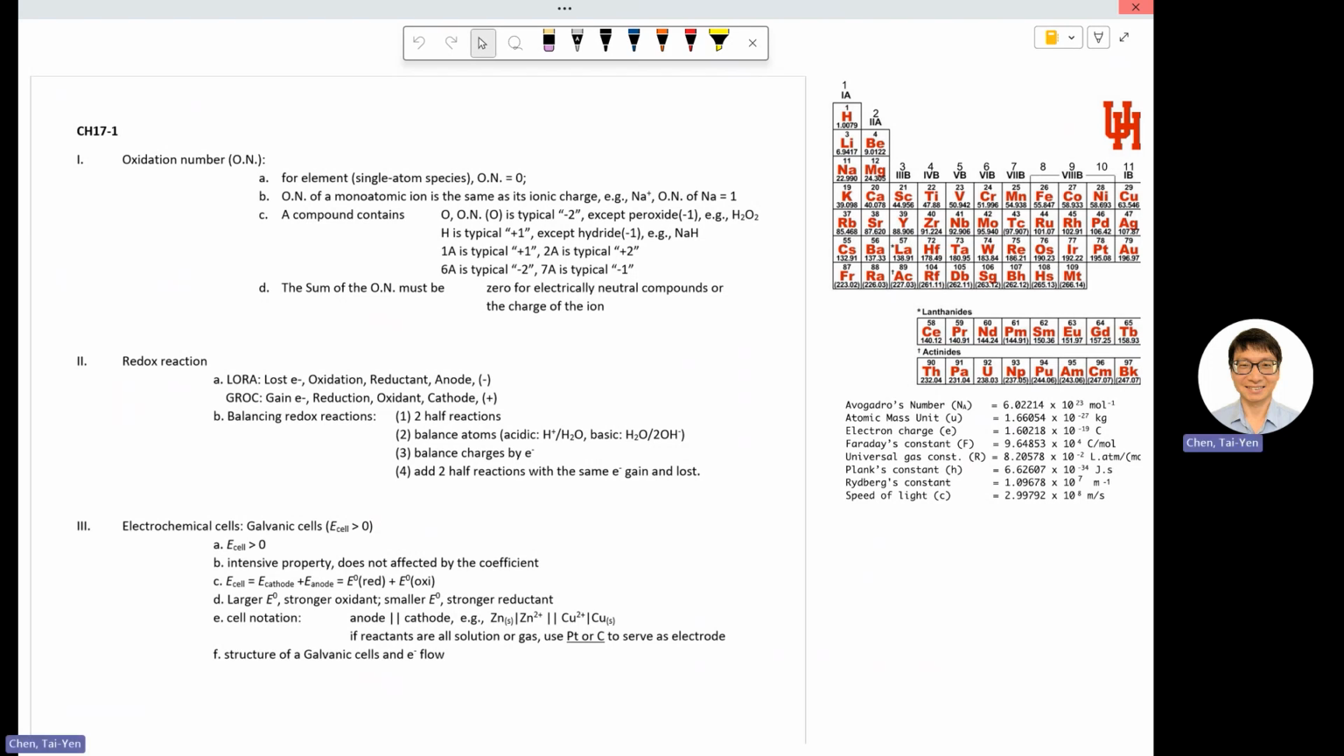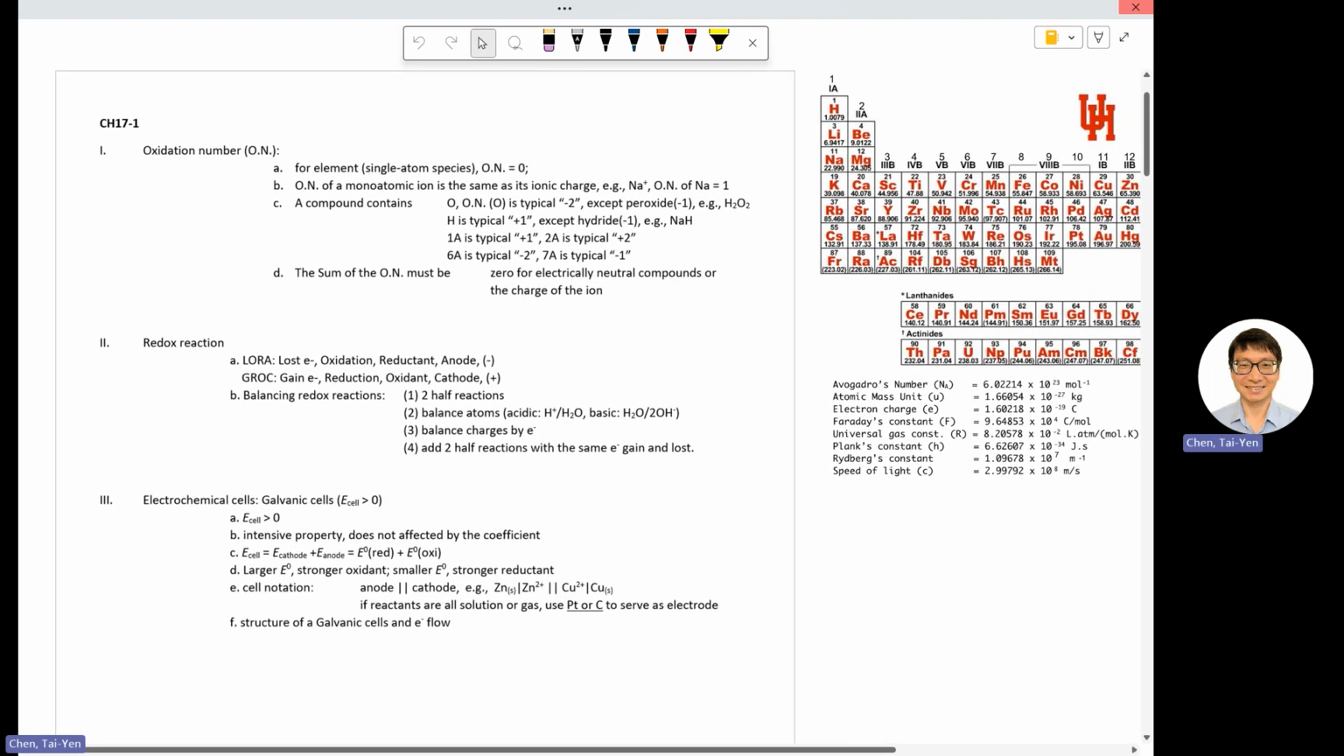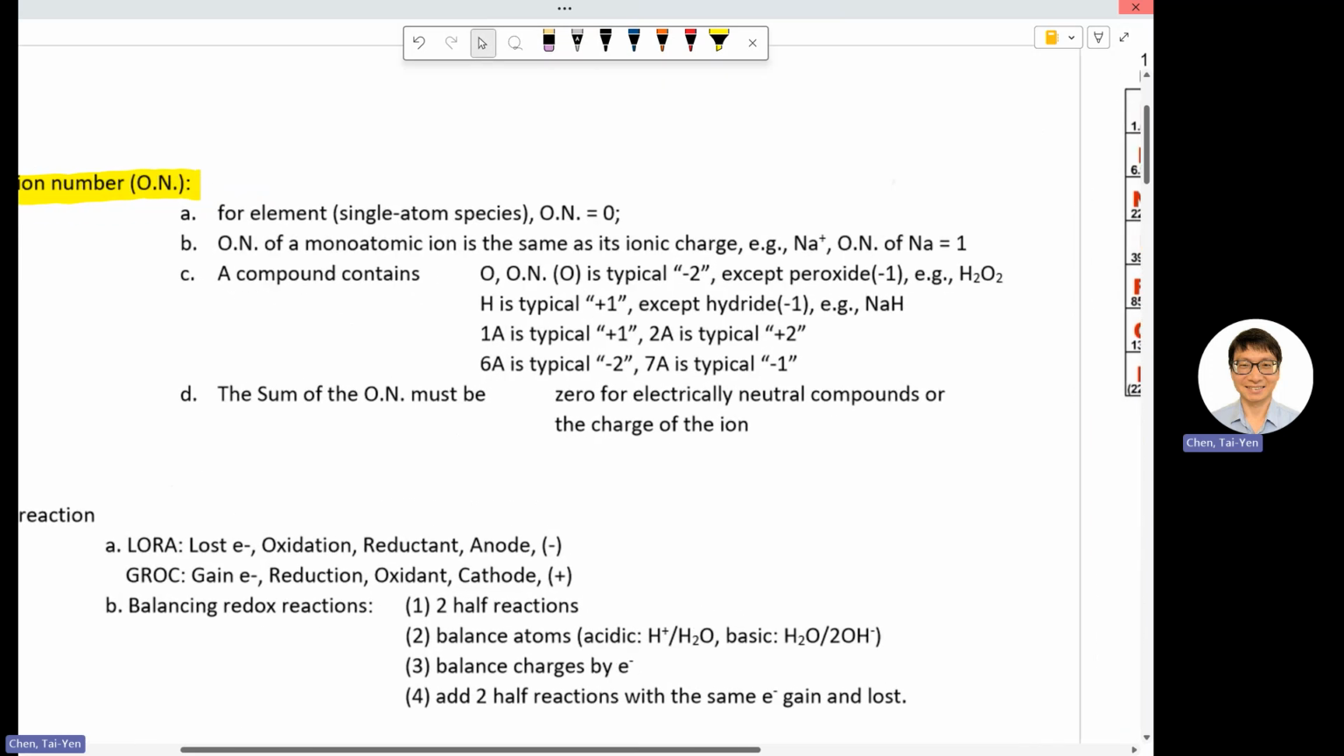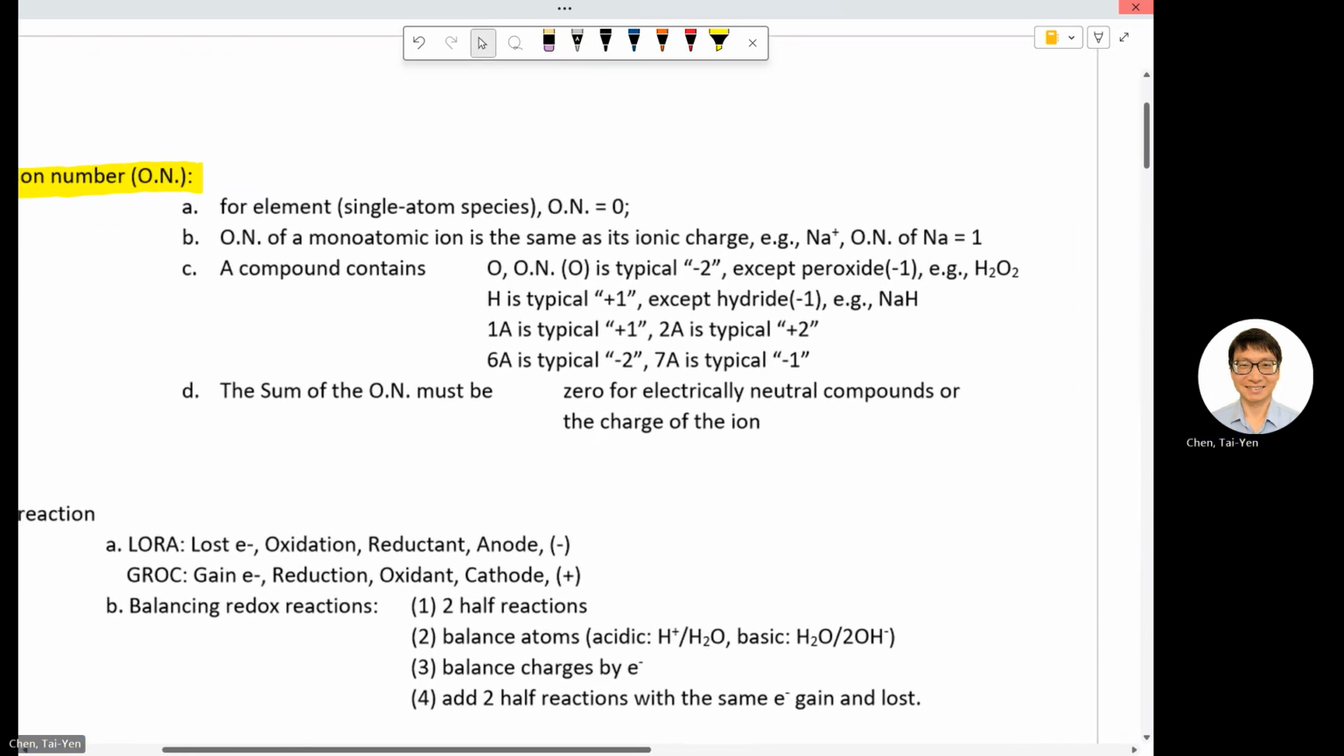Okay, good morning. Today we're going to go through chapter 17. The first concept in chapter 17 is to introduce the concept of oxidation numbers. This is probably one of the most important things that you need to get really familiar with for this chapter.